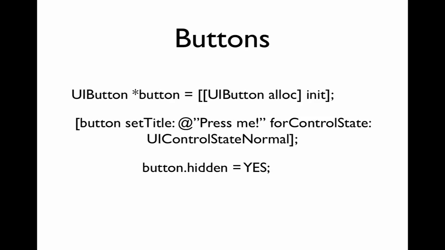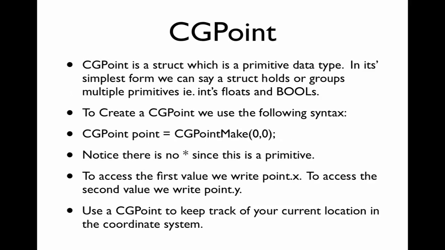If we say button.hidden equals no, it will unhide our button if it's currently hidden. And if it's currently just on the screen, it'll do nothing. So currently, our point has an x and a y coordinate, and these are 2 different numbers that need to be packaged together into a single variable.